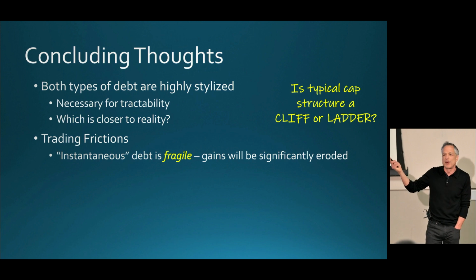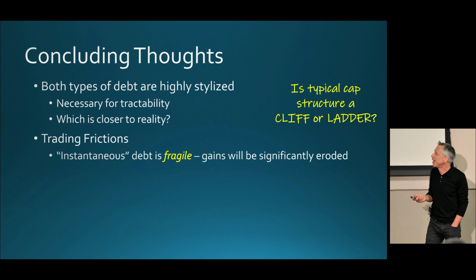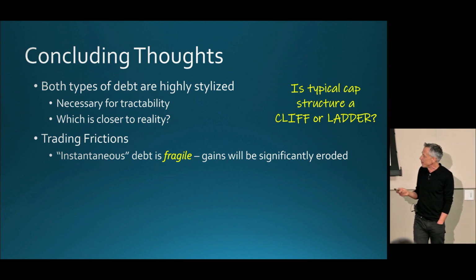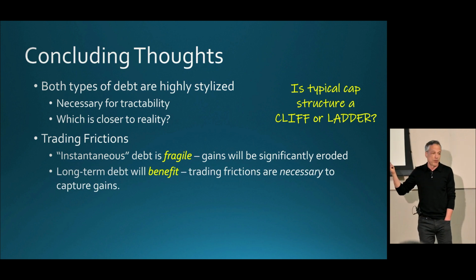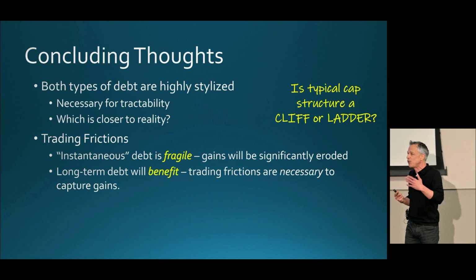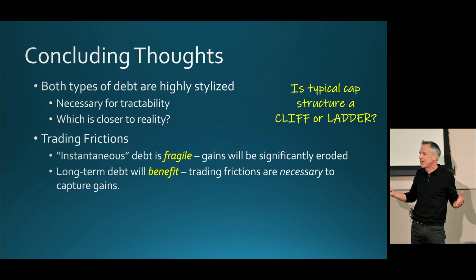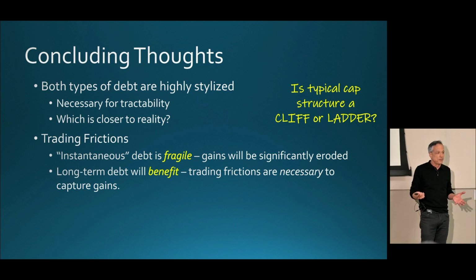If we think about trading frictions in this setting, trading frictions are going to be a big problem for short-term debt. This instantaneous debt is going to be very fragile. If there's a small cost to rolling this debt over, you really don't want to do it instantaneously. That's going to be a big problem, and that's going to kind of collapse its value pretty quickly. On the other hand, long-term debt is going to benefit from trading frictions. Remember, the whole problem with long-term debt is that because I can issue it whenever I want, the gains are going away. If we add any small frictions there, we actually will capture gains from issuing that long-term debt.